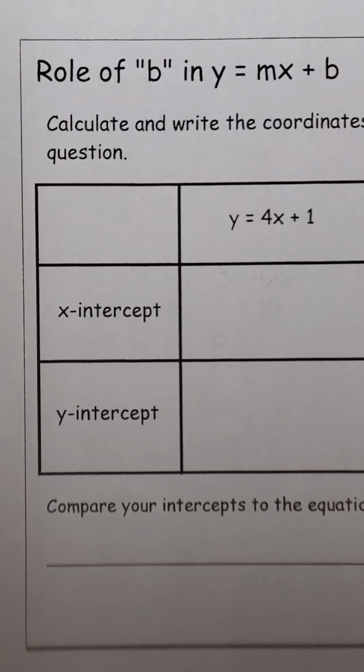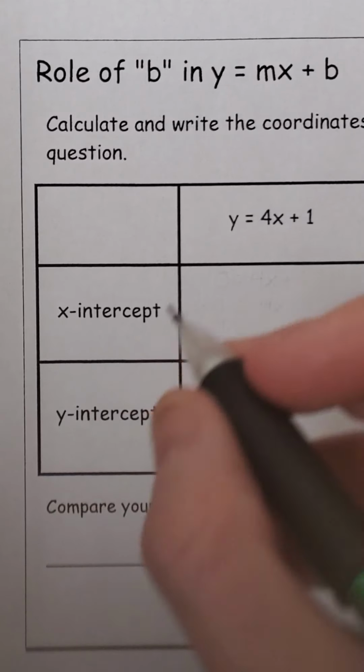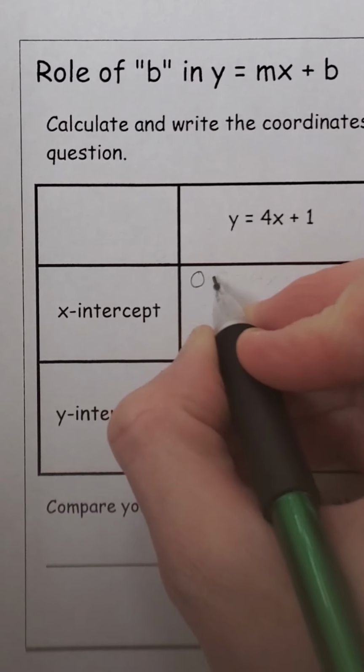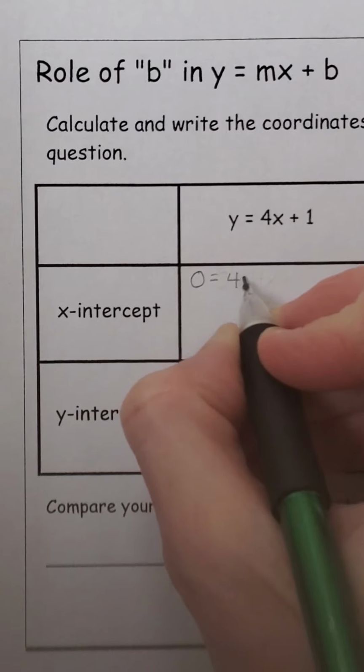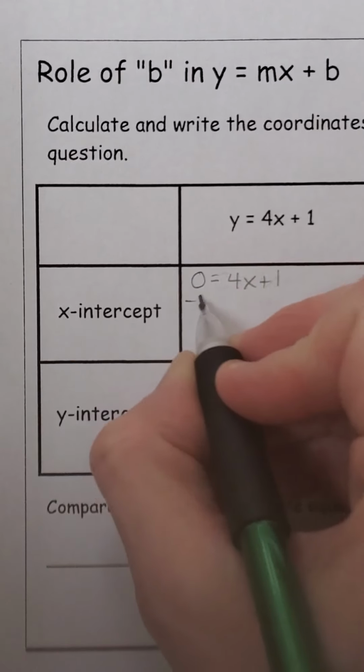So welcome to our experiment to determine what the constant, or b, does in our linear equation y equals mx plus b. The first thing we're going to do is to calculate and write the coordinates of the x and y intercepts, and then we will take a look. So we'll put 0 in place of y, and we'll isolate x.